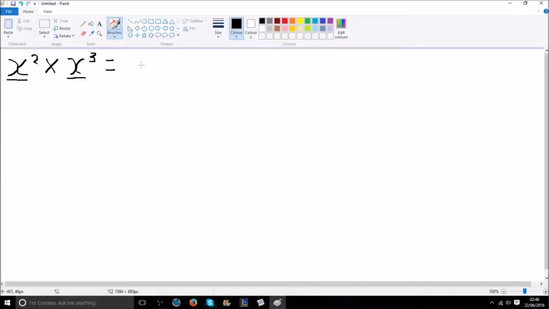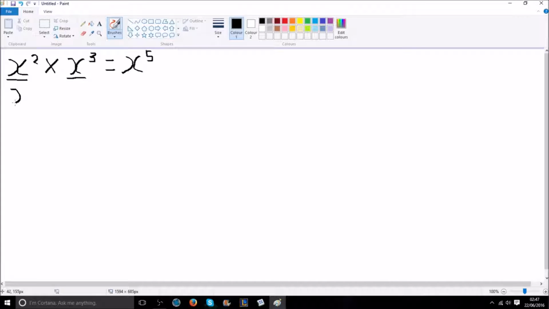Now when this happens, we can use our formula, which is we write the base, which is x, as the same as both of them. Because it's the same as both of them, we can write x. And then what we do is, because it's times, we need to add the powers. So we do 2 add 3, which you should know is 5. And that's the first question done. So this is usually 1 mark.